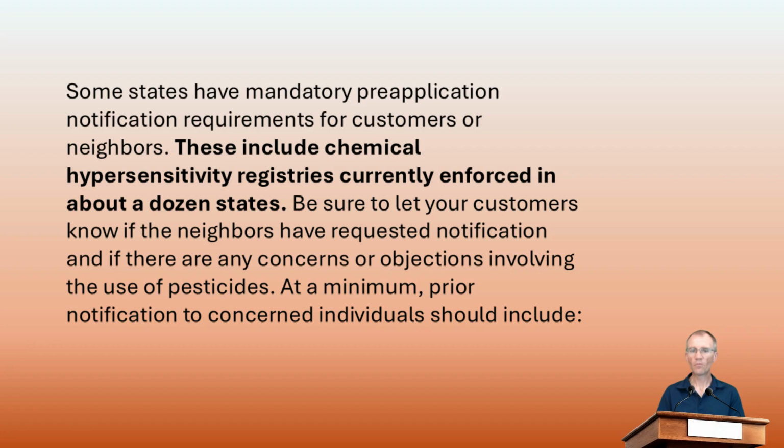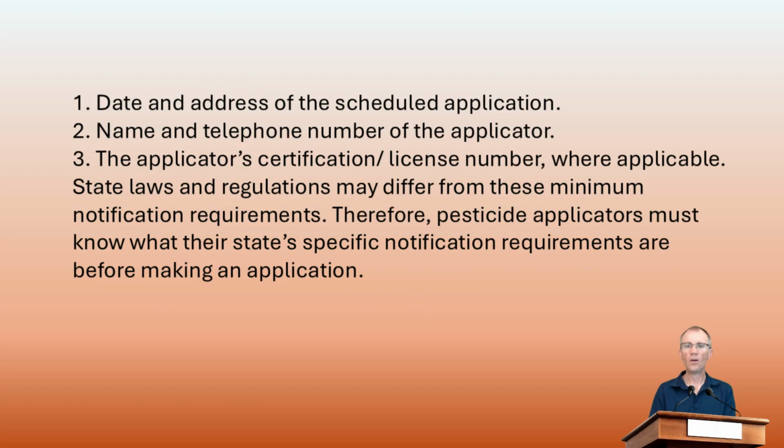At a minimum, prior notification to concerned individuals shall include: 1. Date and address of the scheduled application. 2. Name and telephone number of the applicator. 3. The applicator's certification or license number, where applicable. State laws and regulations may differ from these minimum notification requirements. Therefore, pesticide applicators must know what their state-specific notification requirements are before making an application.